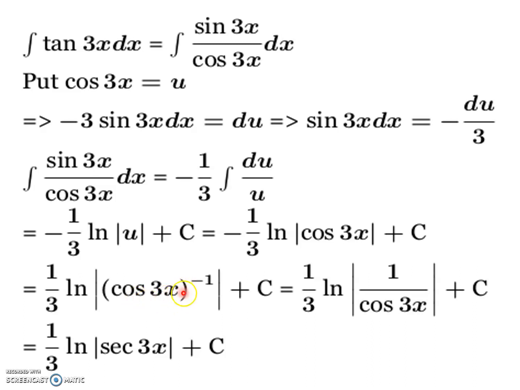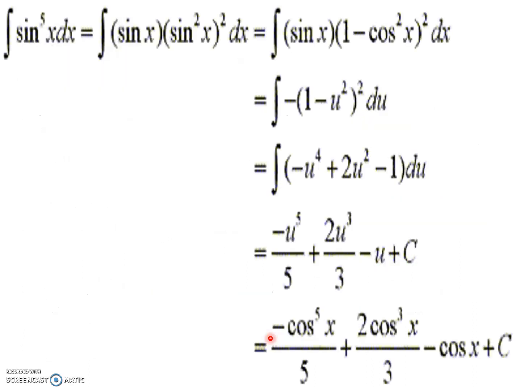We know that a raised to minus 1 is 1 upon a. That's why we can write 1 upon cos 3x. So we know that 1 upon cos is sec. So we derive the final answer: 1 upon 3 log sec 3x plus c. If we write it this way, it is also right. Further simplification depends on the marks, how many marks it is asked for.